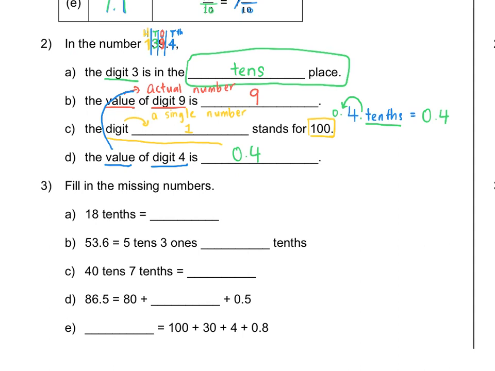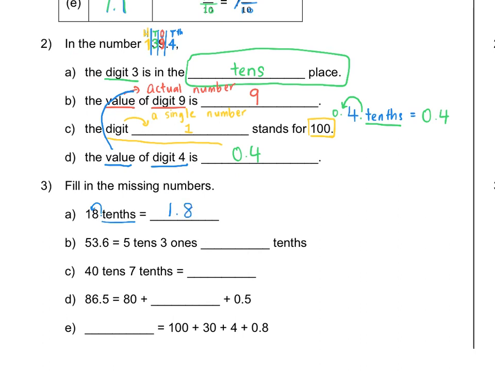Let's go on to question number 3A. 18 tenths. The place value of tenths means you have to move the decimal point one decimal place forward, and therefore the answer would be 1.8.